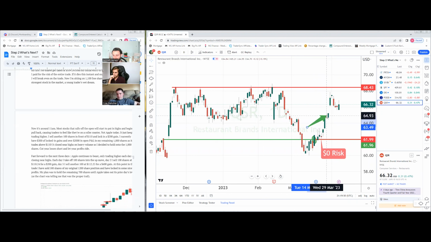It continues higher, nothing really to do just yet. We catch this gap up, and this is where, again, we're getting very close to where our target is. Our target's the 68 area. It gaps up, it trades nearly to it. This is now where we raise that stop again.